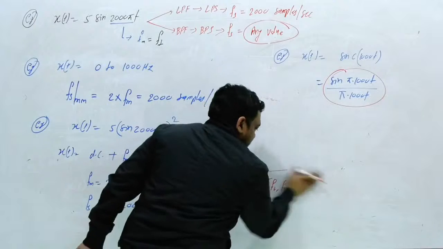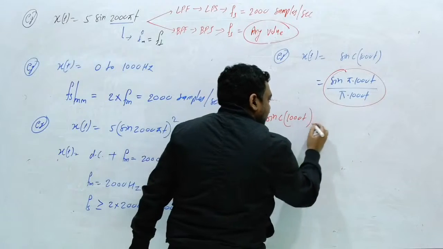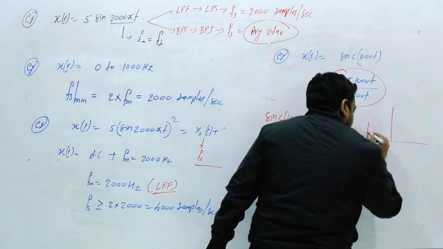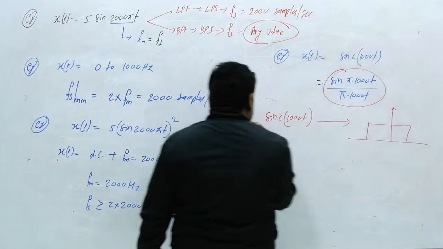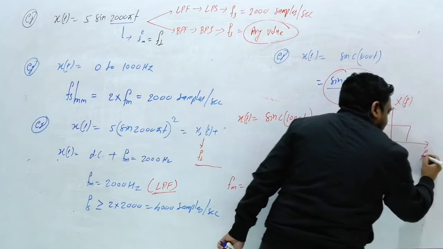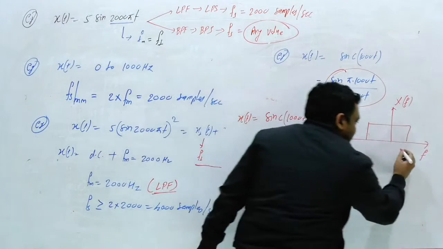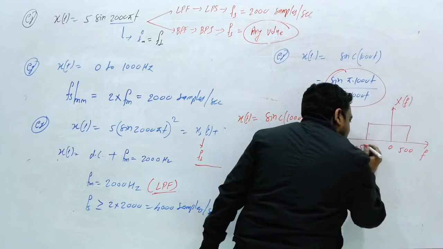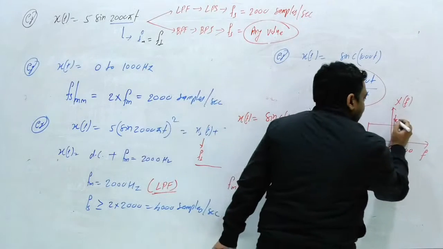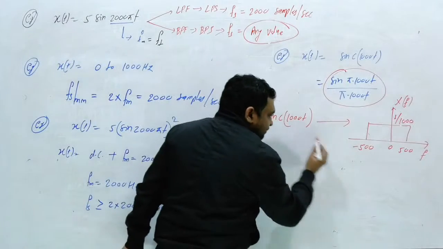What is the Fourier transform of sinc 1000t? This Fourier transform is a pulse. If this is x of t, then what will be X of f? Here the area is 1 and the width is 1000. So this will be 500, this will be 0, this will be minus 500. And this width is 1000 and this area is 1, so the height will be 1 upon 1000. Again I am telling you this is 1000, so this width will be 1000.